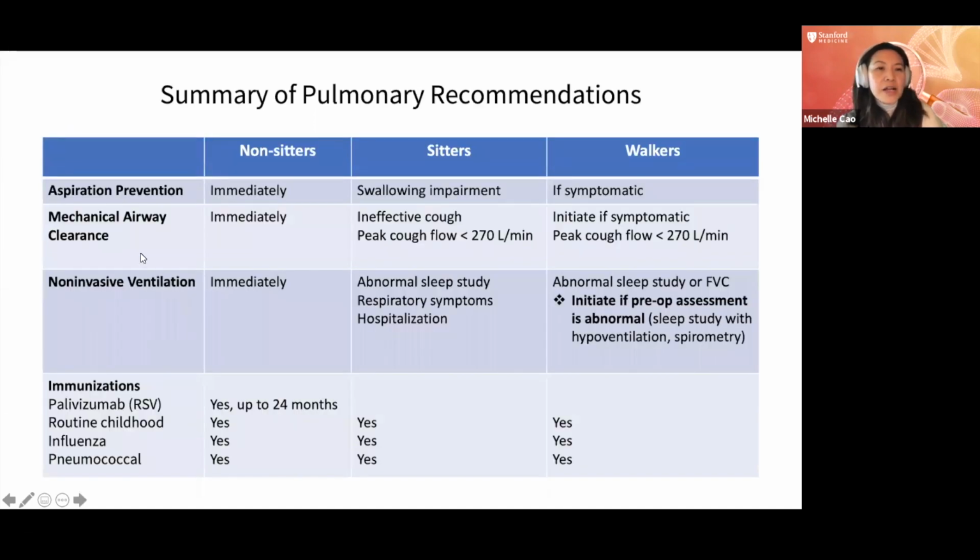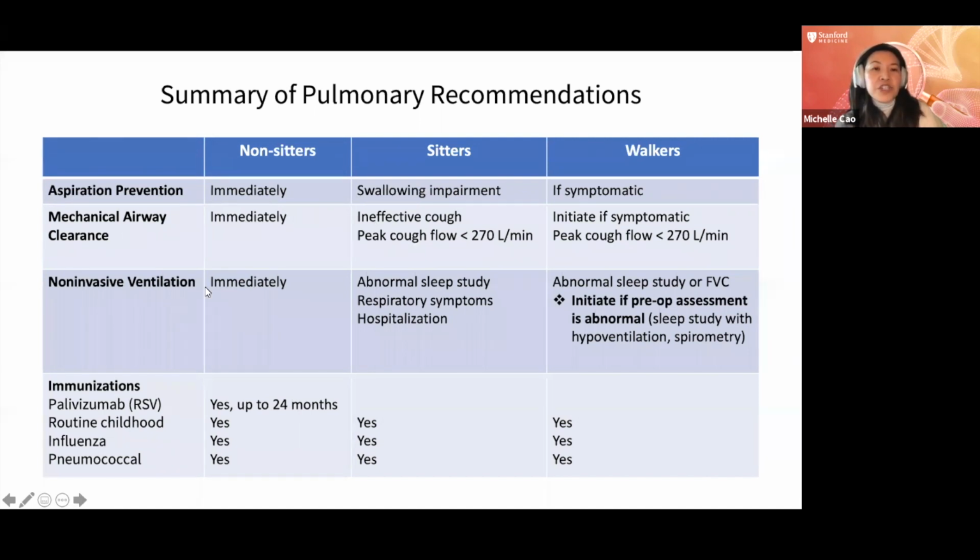So in summary, these are the recommendations for non-sitters, sitters, and walkers. For aspiration prevention, we recommend it immediately for non-sitters, for sitters if they have swallowing impairment, and for walkers only if symptomatic. For mechanical airway clearance, for non-sitters immediately. For sitters, if they have an ineffective cough or their peak cough flow is less than 270 liters per minute. And again, for walkers, if they're symptomatic or have evidence of a weak cough.